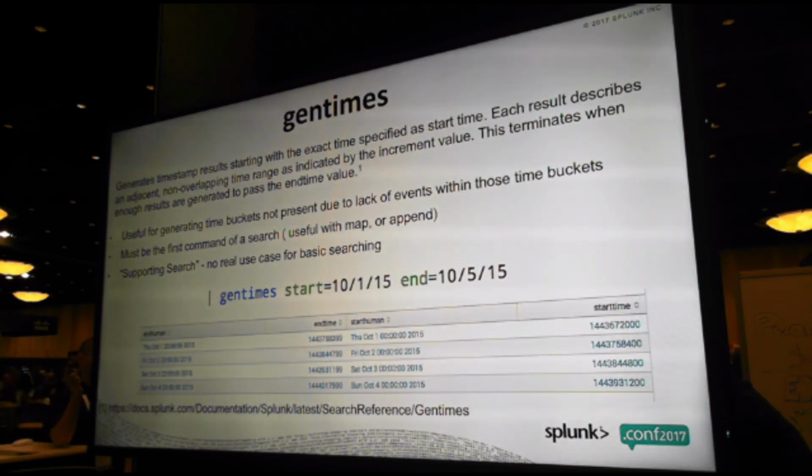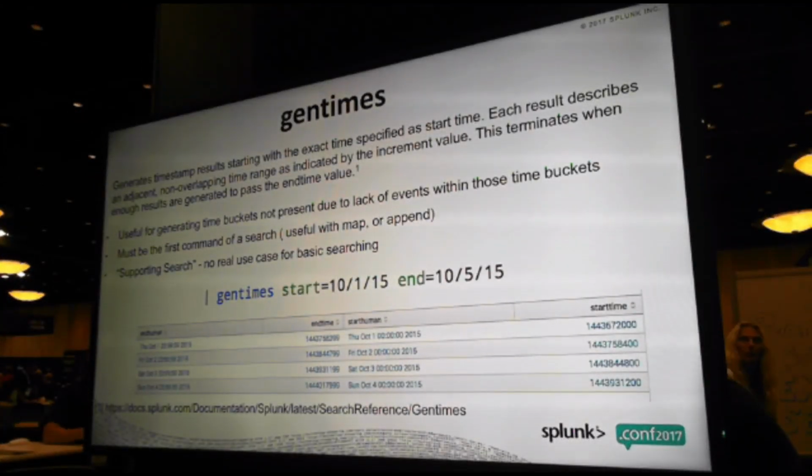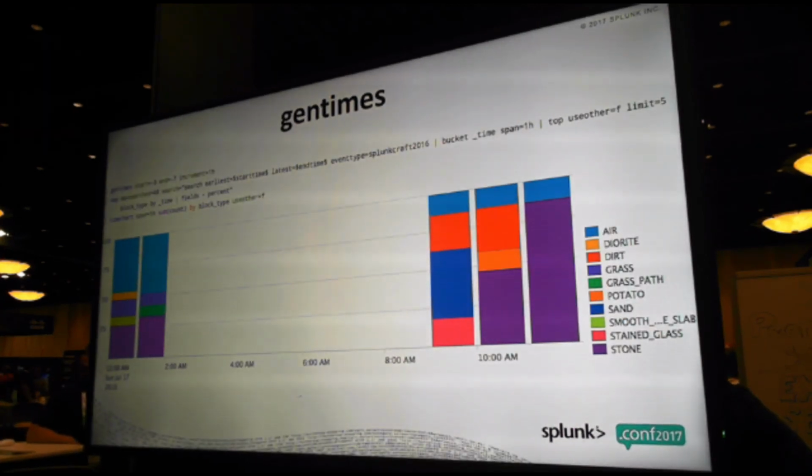Gentimes. This is an interesting one. It generates timestamps with the exact time specified from the start, and does bucketing on it. So you can ask it to start at October 1st, end at October 5th, and it'll give you the timestamp buckets of those days. It defaults to day, I believe. But again, it must be the first command of the search, which is useful with map or append. And I haven't found too many real use cases for basic searching, but it's there to help with generating time buckets. And we'll see why this can be important in a little bit.